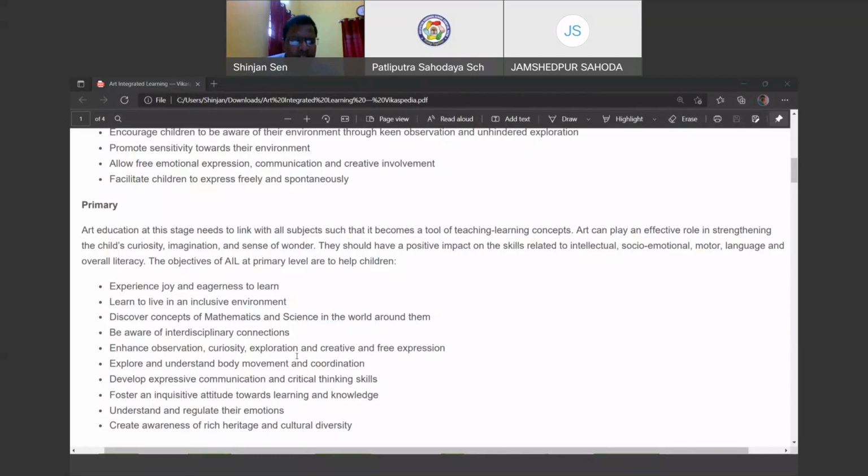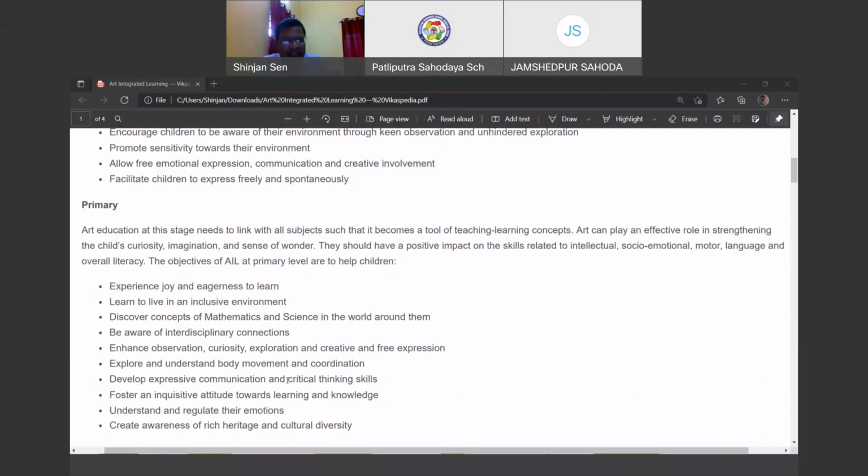Develop expressive communication and critical thinking. Yes, questions will be asked. Foster an inquisitive attitude towards learning and knowledge. Understand and regulate their emotions. Create awareness of rich heritage and cultural diversity. So these are the things that will help at the primary level.